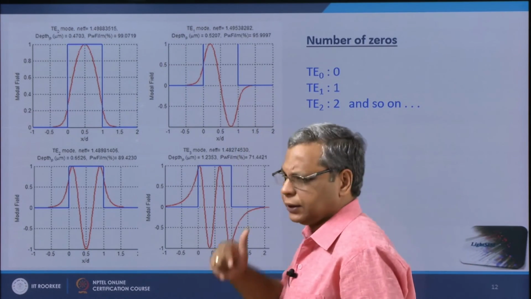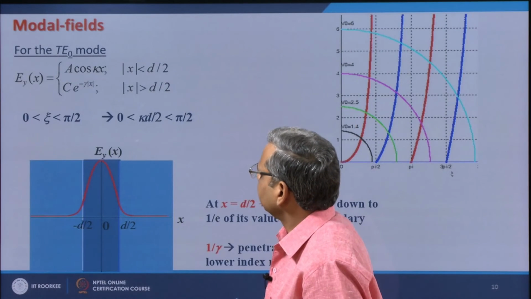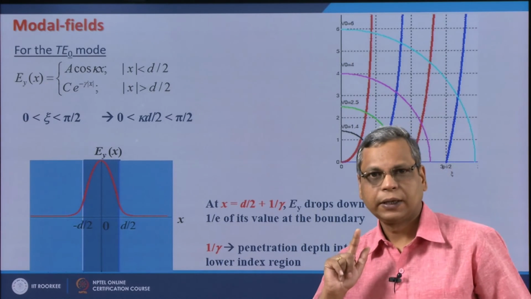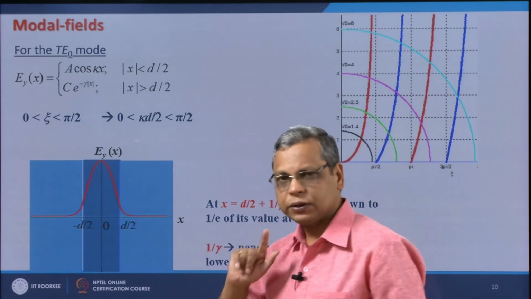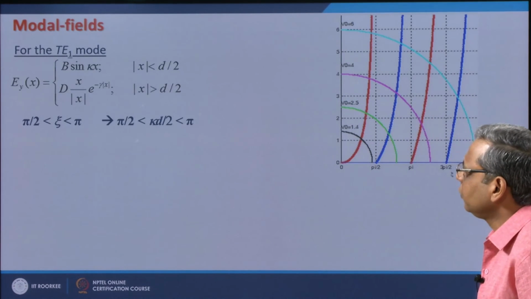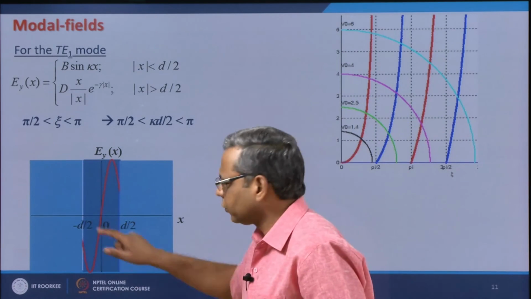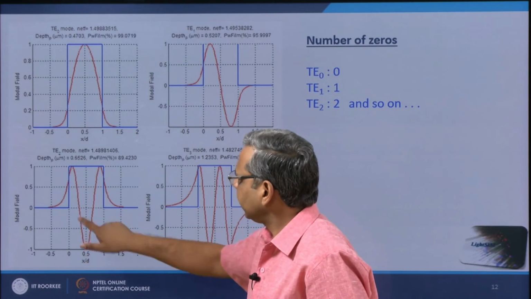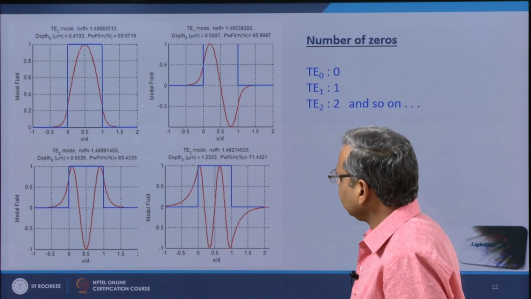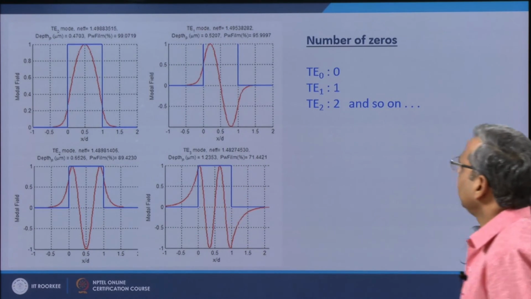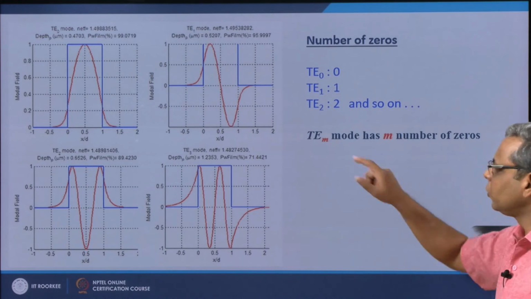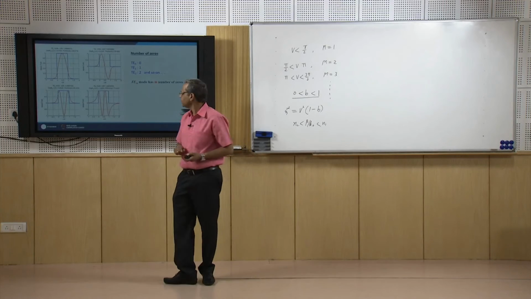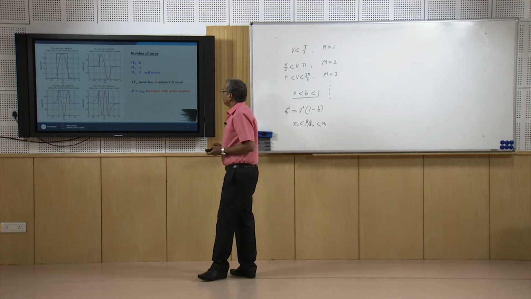So, I can see that if I go back, then here for TE0 mode there was no 0 in the modal field, there was no 0 crossing. For TE1 mode there is only one 0 crossing, TE2 mode has 2 0 crossings, TE3 mode has 3 0 crossings, which means that if it is TEm mode, then it will have m 0 crossings.